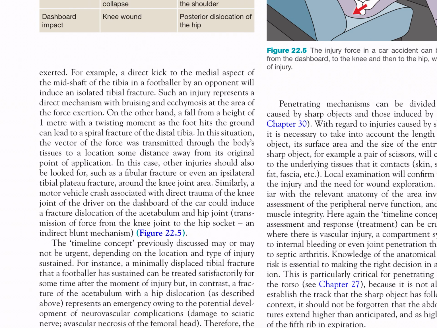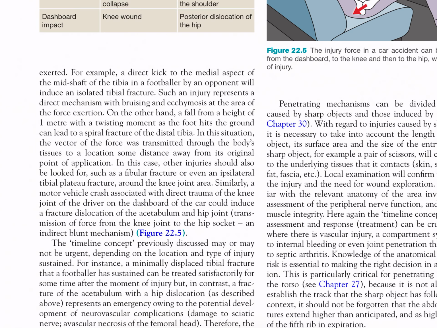On the other hand, a fall from a height of 1 meter with a twisting moment as the foot hits the ground can lead to a spiral fracture of the distal tibia. In this situation, the vector of the force was transmitted through the body's tissue to a location some distance away from its original point of application. In this case, other injuries should also be looked for, such as a fibular fracture or even an ipsilateral tibial plateau fracture around the knee joint area.